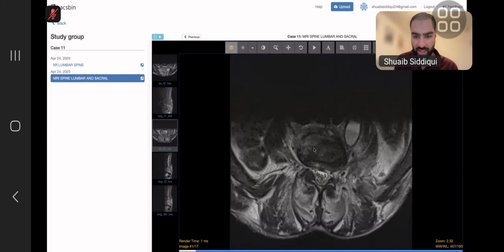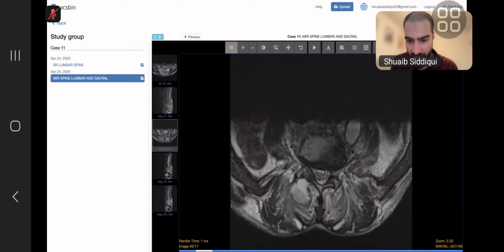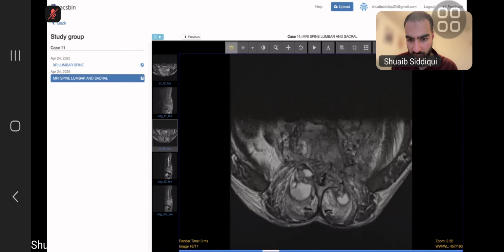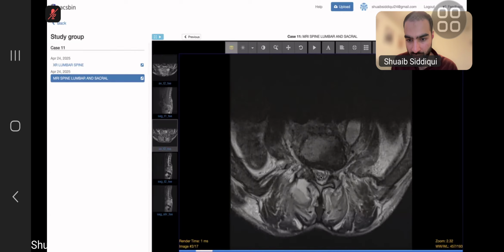say that I would like to look at the axial slices. And you can see that there's cauda equina compression at this level. Okay.